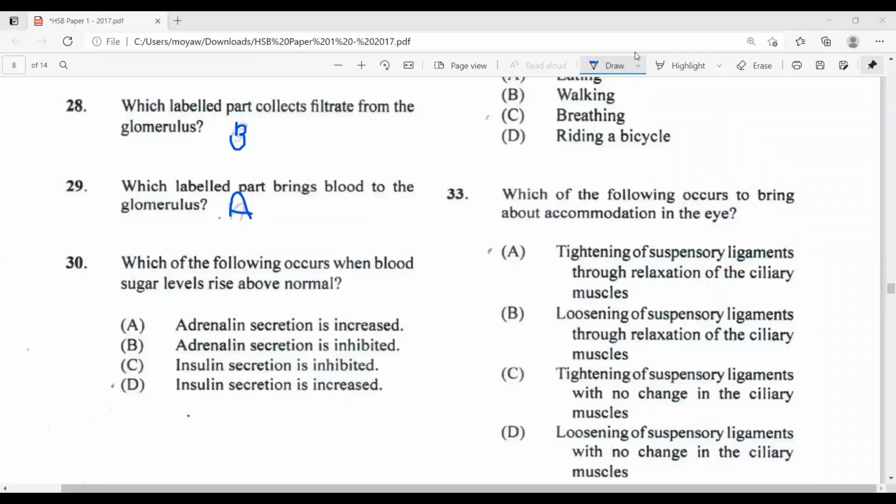Question 30. Which of the following occurs when blood sugar levels rise above normal? A, adrenaline secretion is increased. B, adrenaline secretion is inhibited. C, insulin secretion is inhibited. D, insulin secretion is increased. So adrenaline would have been out of it because adrenaline is the fright, flight, or fight hormone.